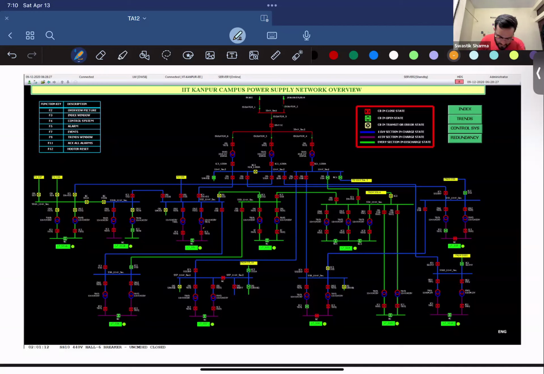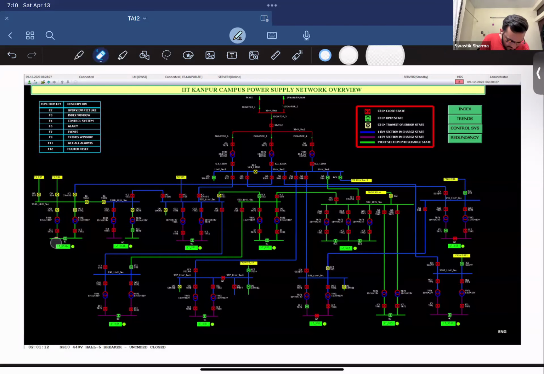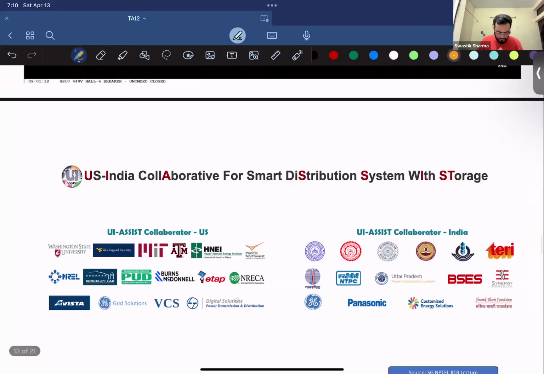This purple line means that it's a 415 volt line, and the blue lines mean it's an 11 kV line. At each substation, it's configured to either hostels or different departments, and we have 13 buses available, and we can monitor the whole IIT Kanpur using this SCADA. So we can check which circuit breaker is open, which lines are in discharge state, etc., at all times.